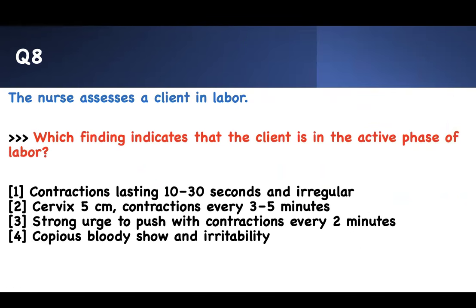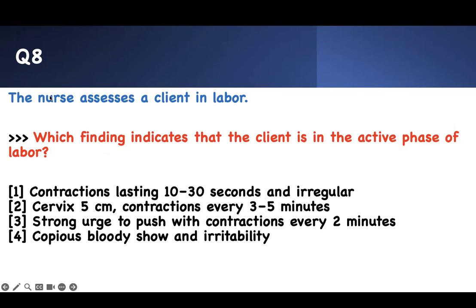And then, assessing the client in labor, which finding indicates that the client is in active phase labor? This is all over again what we saw. I'm trying to go over it so that you can see how the NCLEX will throw you back and forth. I'll show you how you can divide it into 3. Contractions lasting 10 to 30 seconds and irregular. Cervix 5 centimeters, contractions every 3 to 5 minutes. Strong urge to push with contractions every 2 minutes. There's a copious blood show and irritability. What is your answer? Let me know in the comments.